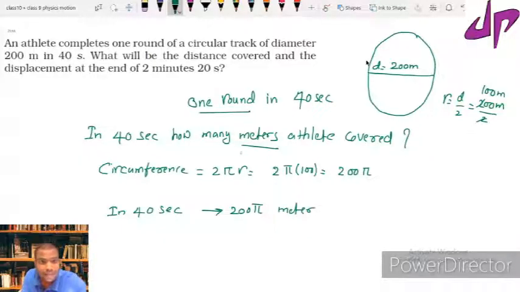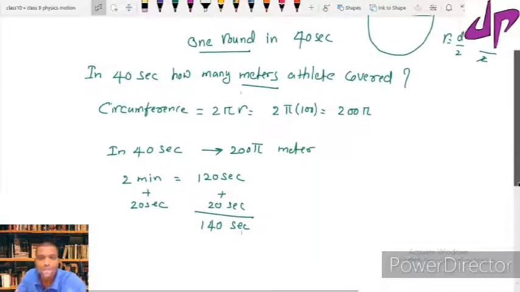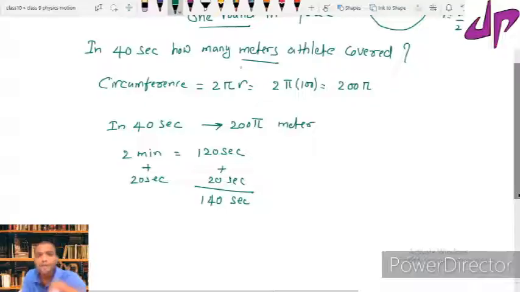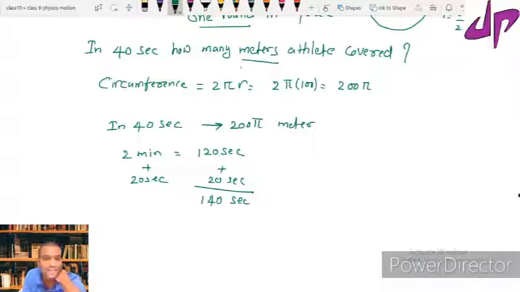Now, how much time did he run? We have to calculate the distance covered at the end of 2 minutes and 20 seconds. So you can convert 2 minutes 20 seconds in terms of seconds. 2 minutes equals 120 seconds plus the extra 20 seconds. So he runs totally 140 seconds. Now I need to calculate how much distance he covered in 140 seconds. So that is the final.